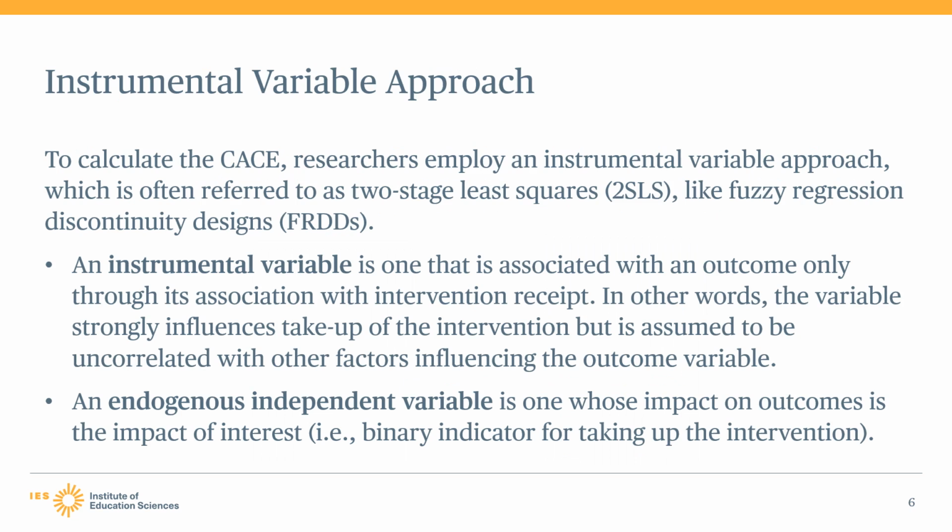The CACE cannot be estimated with a subgroup analysis restricted to compliers, because researchers cannot fully distinguish compliers from other sample members. Again, among participants assigned to the intervention group, compliers cannot be distinguished from always takers because both groups take up the intervention. And among participants assigned to the comparison group, compliers cannot be distinguished from never takers because neither group takes up the intervention.